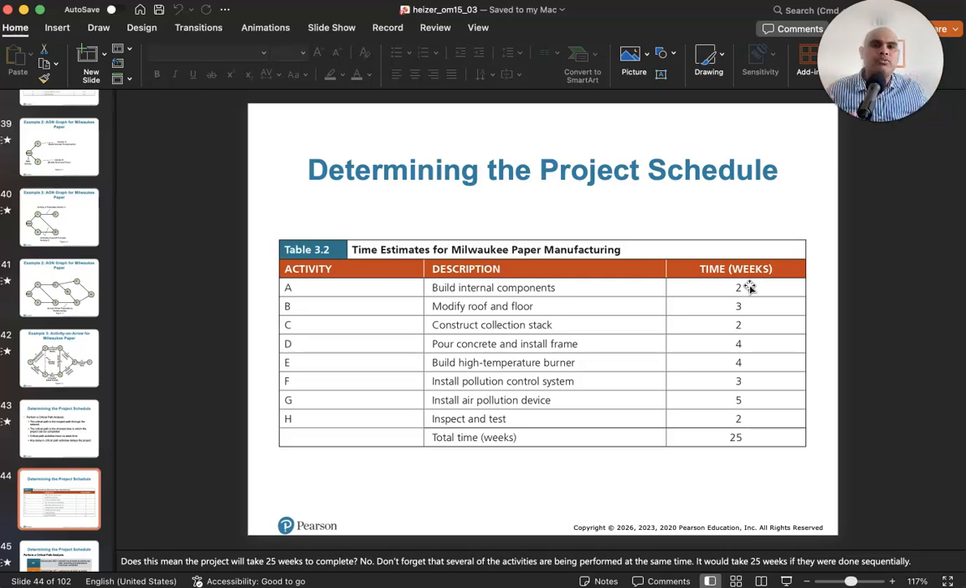So once you have the network representation, whether you're using the PERT method or the critical path method depends upon whether you have activity times represented as a single number. So building internal components, 2 weeks. You're saying it takes exactly 2 weeks to build internal components. So you're setting aside 2 weeks for that, right? So if you have a single time estimate, you use the critical path method. If you cannot come up with a single time estimate and you need multiple time estimates, that's when you use the PERT method. And that we will talk about in further videos.